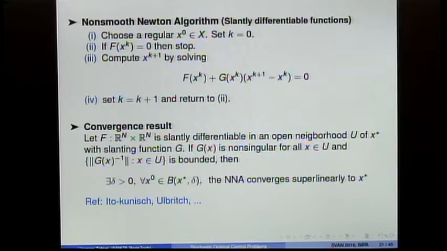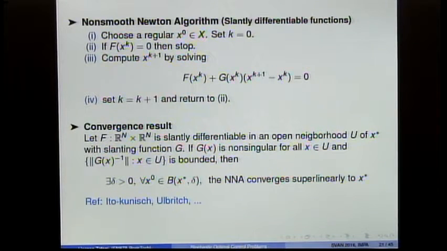Now this is another version of the non-smooth Newton algorithm, but with slantly differentiable functions. Everything is as before. You start from a given point x0. You stop whenever f(xk) equals 0. Otherwise, you keep improving xk by this formula, where now what you use is your slanting function. It is also known, for maybe 10 years now, that the algorithm is convergent, and the convergence rate to the solution is superlinear.